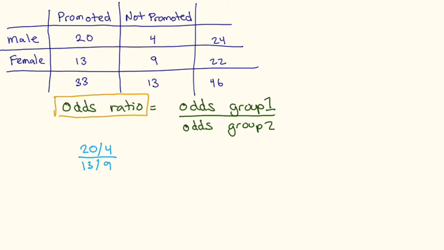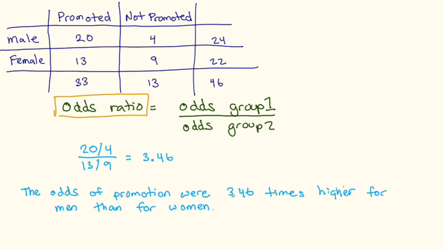The last thing you might have to do is calculate an odds ratio. In an odds ratio, you take the odds for group 1 and you just put it over the odds for group 2. Odds ratios are weird. So in this case, we have 20 over 4 for the men, right? Promoted over not promoted. And then for women, it was 13 over 19. So in this case, I'd say the odds of promotion were 3.46 times higher for the men than they were for the women.